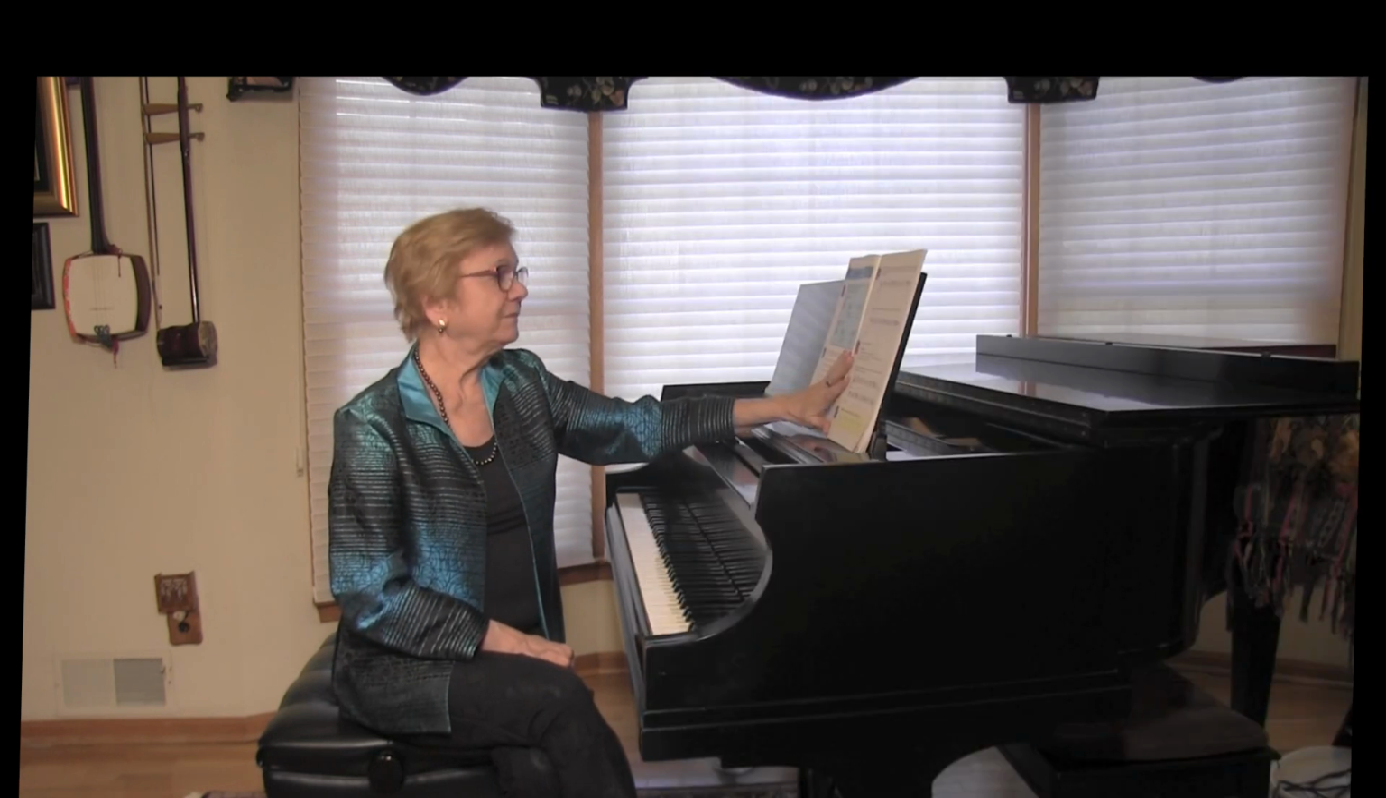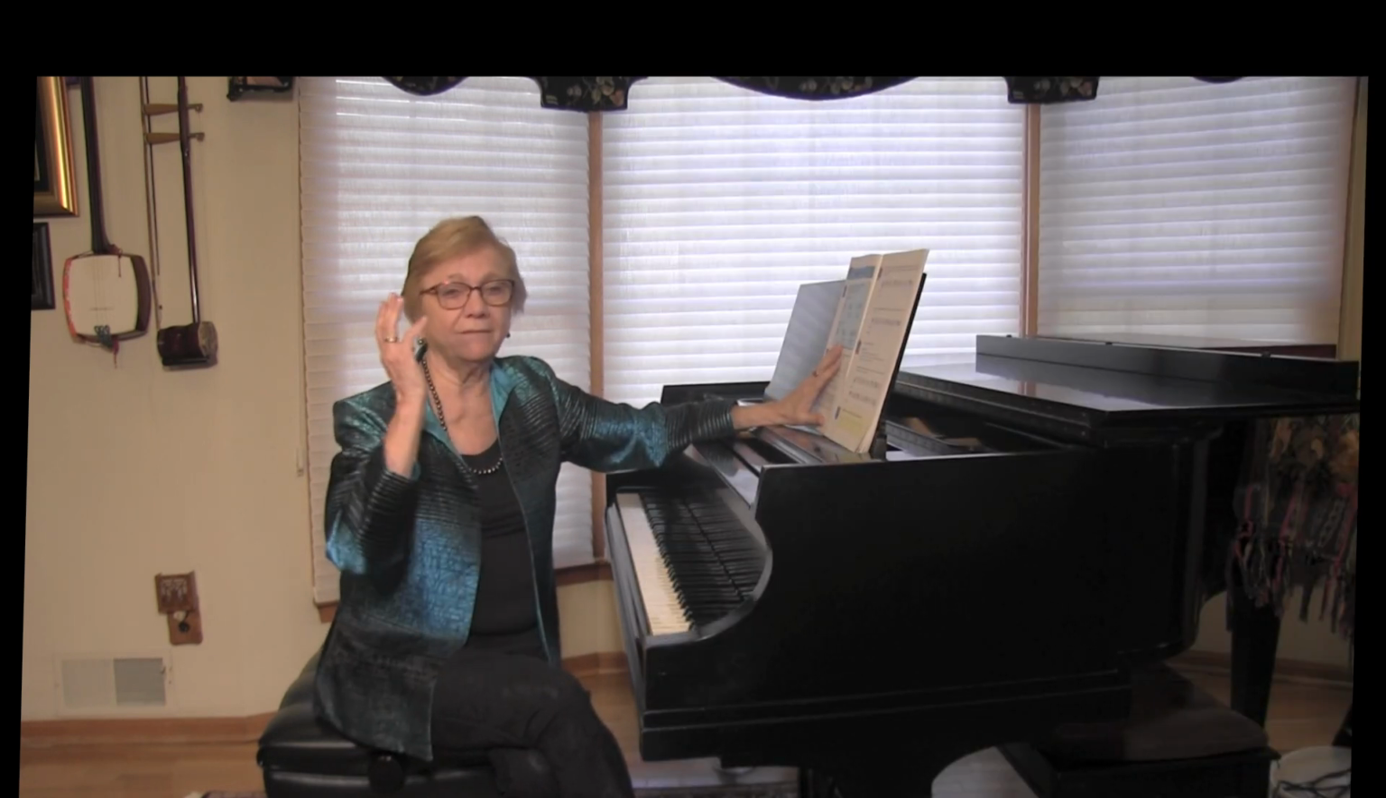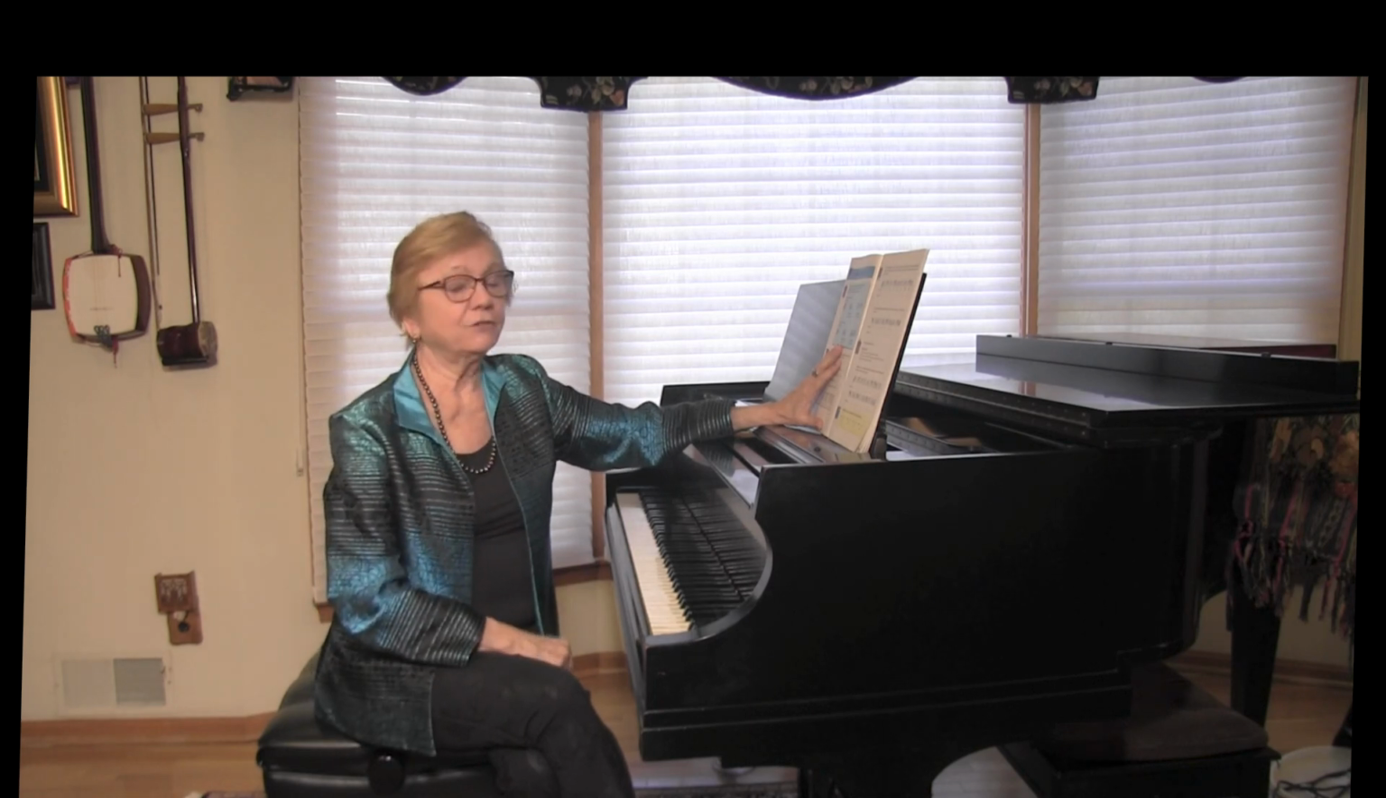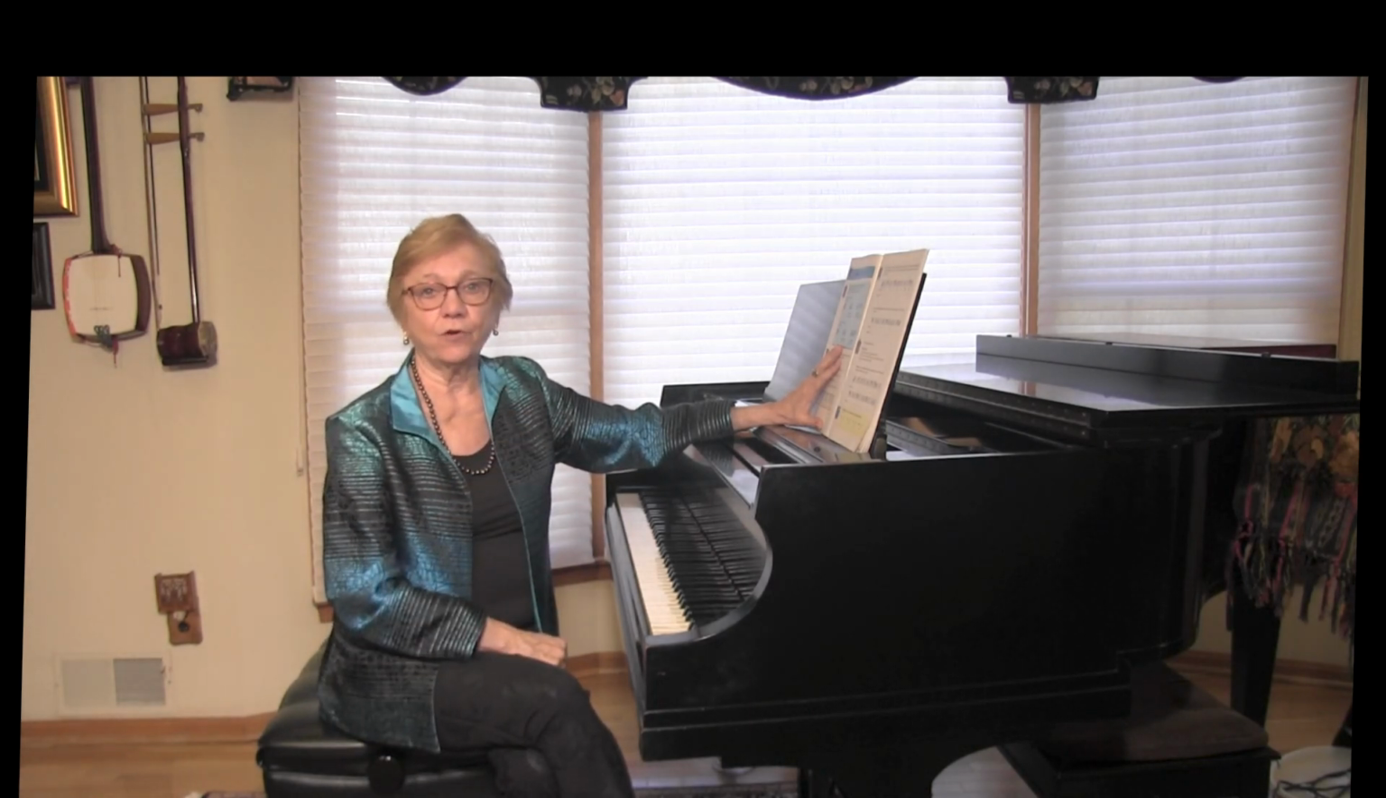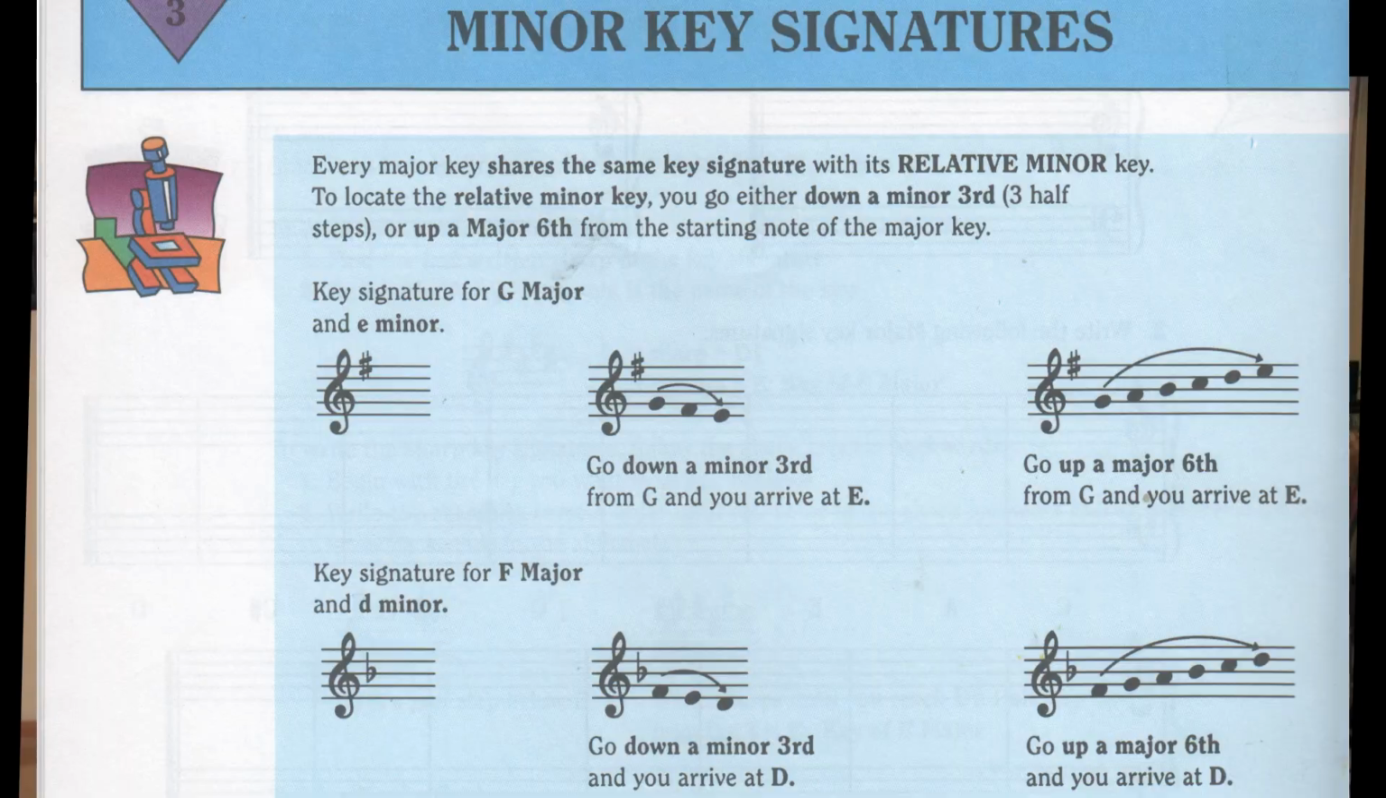The next one is minor key signatures. Oh my heavens, I've got to learn a whole bunch of new key signatures. No, you don't. Because you already know the key signatures for the minor. How? Every major key shares the same key signature with its relative minor. And to locate the relative minor, you go down a minor third or up a major sixth. I think down a minor third is easier.